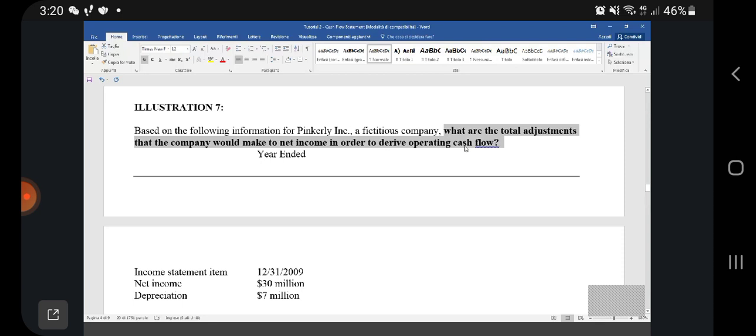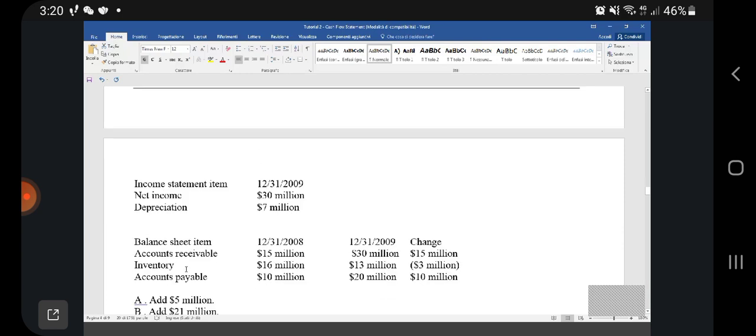Now the total adjustments are 2 kinds. The first adjustments involve non-monetary items. The second adjustments involve working capital items changes. So have a look over here. What do we have? So we can decide for ourselves. 2 minutes for you to try and then we solve together. You can check your notes, we have everything there when we try to solve the exercise.